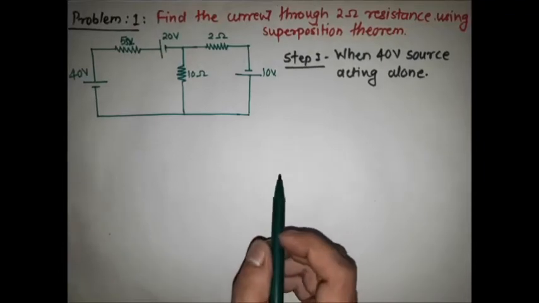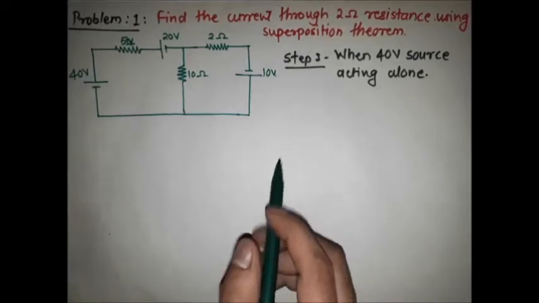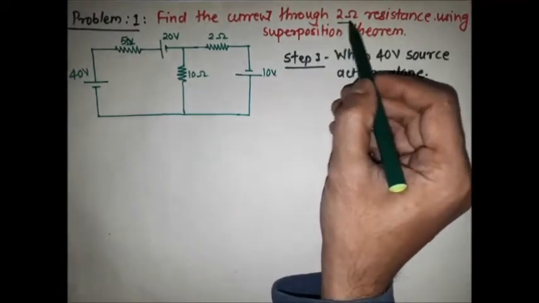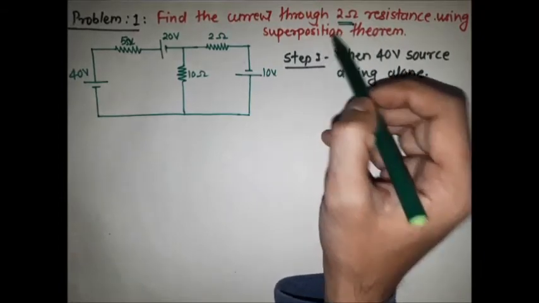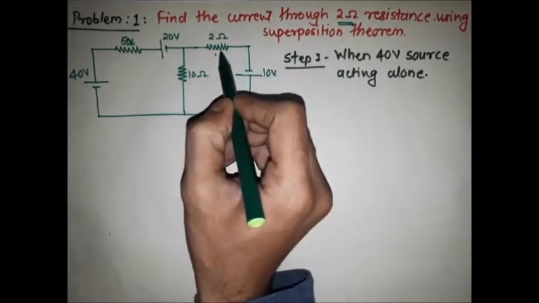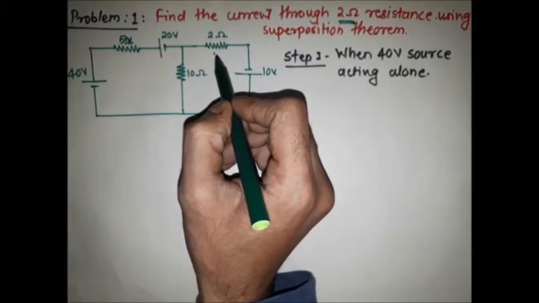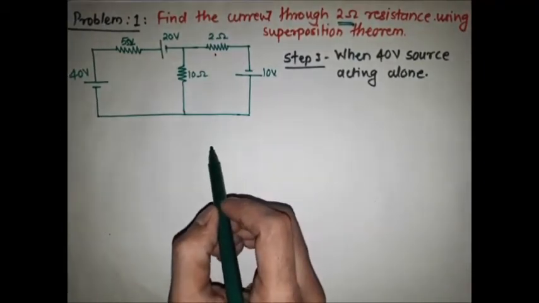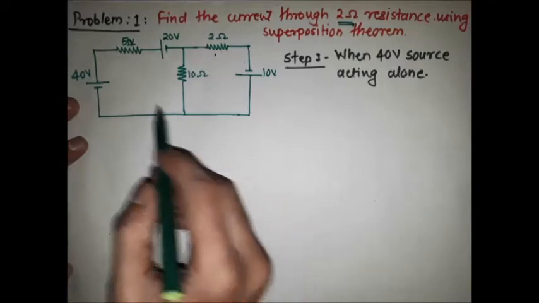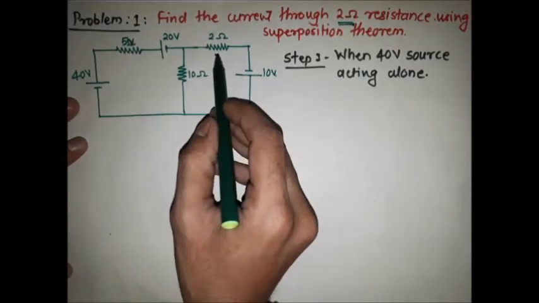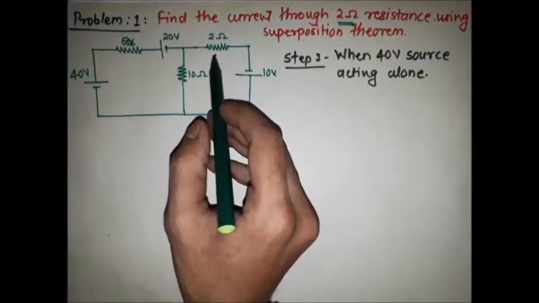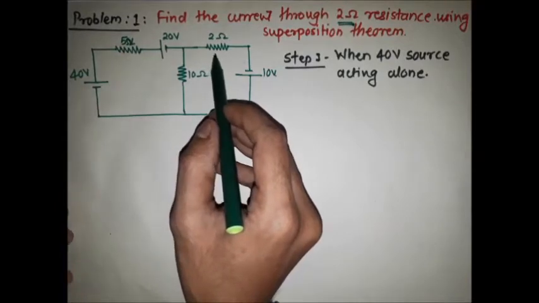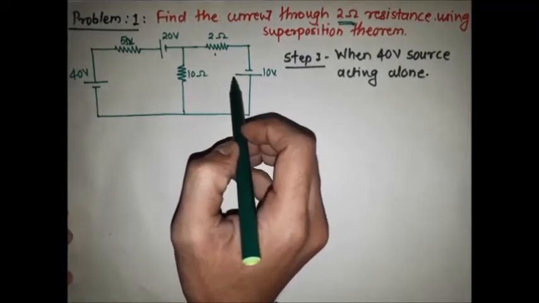Now we will see the first problem, which is based on the superposition theorem. Find the current through a 2 ohm resistor using the superposition theorem. By the definition of the superposition theorem, we consider the different sources independently and find the current through the 2 ohm resistance. Finally we add all the currents and get the actual current flowing through the 2 ohm resistance.